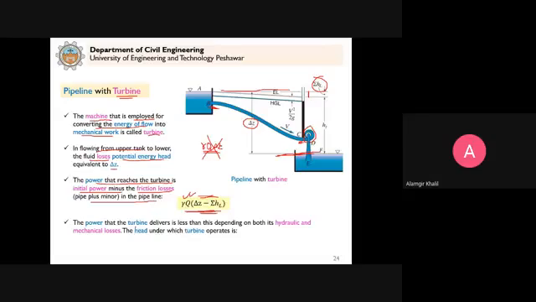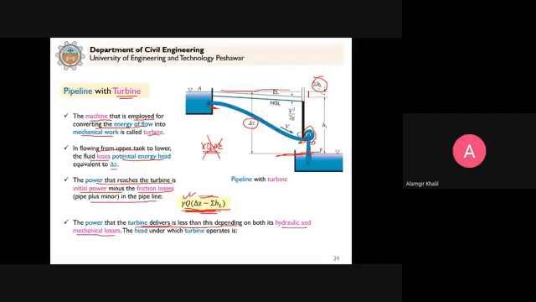And the power that the turbine delivers is less than this power. This is the power available to the turbine. And then it converts this fluid energy into mechanical energy. And later on that mechanical energy is converted into electrical energy. So this much head power is available to the turbine. But the power that the turbine will deliver will be less than this because of the losses in the turbine.